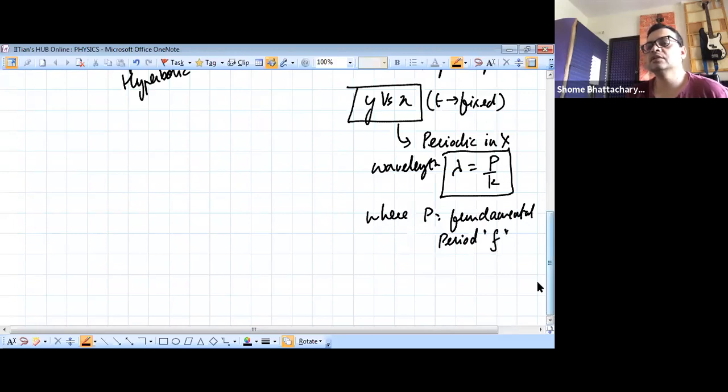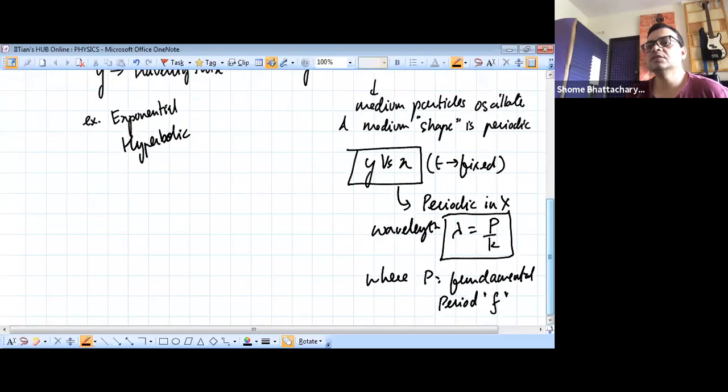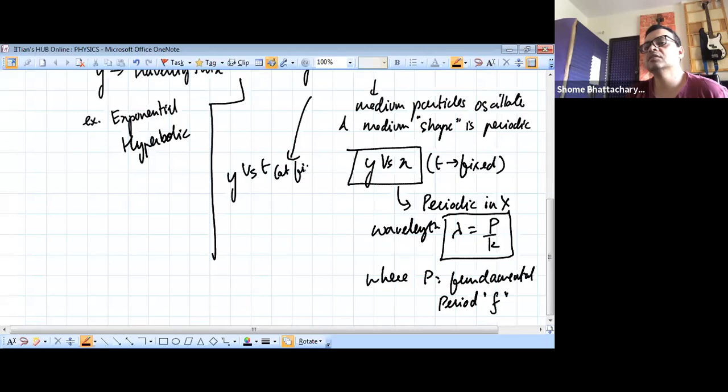Whereas if you look at y versus t, in the case of the periodic graph, look at y versus t at a fixed value of x. So looking at one particular particle's motion, you can see that this is an oscillation with a definite time period, and that time period is P divided by omega, where omega is the coefficient of time in the original function, where again P is the fundamental period.